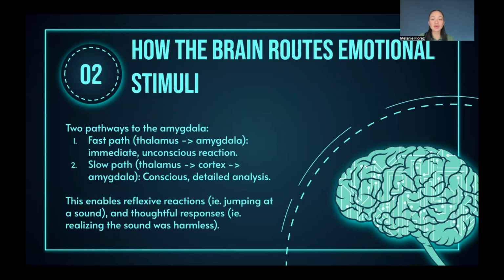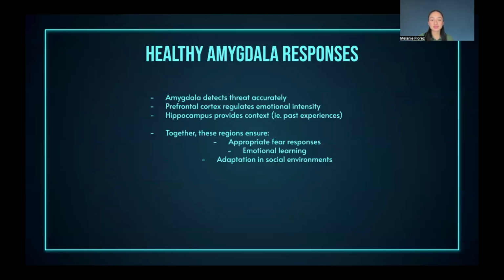Moving on, emotional stimuli travel through two main routes. We're going to start off with the fast path, which sends raw sensory information from the thalamus directly to the amygdala. This enables a quick instinctive reaction. On the other hand, we have the slow path, which sends the same information but this time through the cortex, where it's interpreted in context before reaching the amygdala. This dual system allows both immediate and reflective responses.